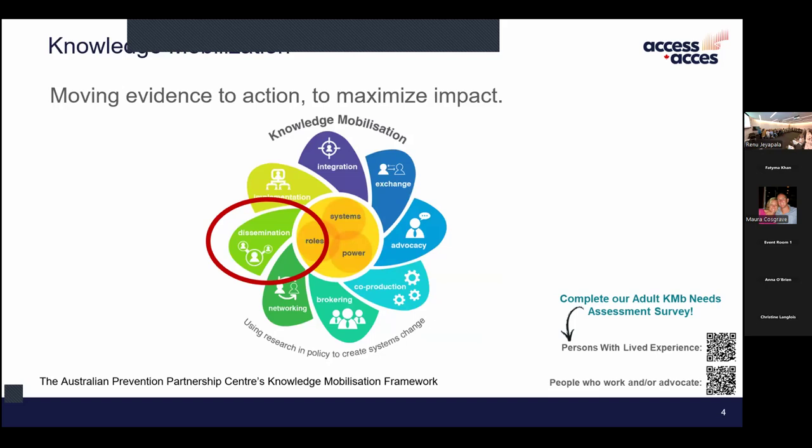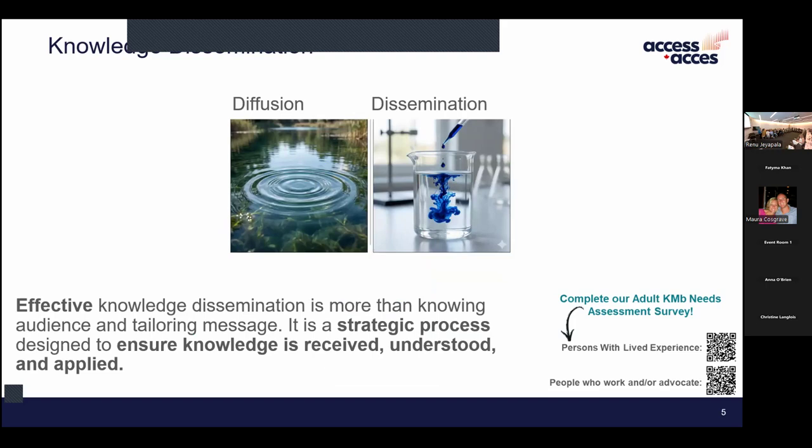This diagram, really quickly, is just to illustrate that knowledge dissemination is just one part of knowledge mobilization. I'm sorry that it's cut out on that. It's cut out everywhere. Okay.